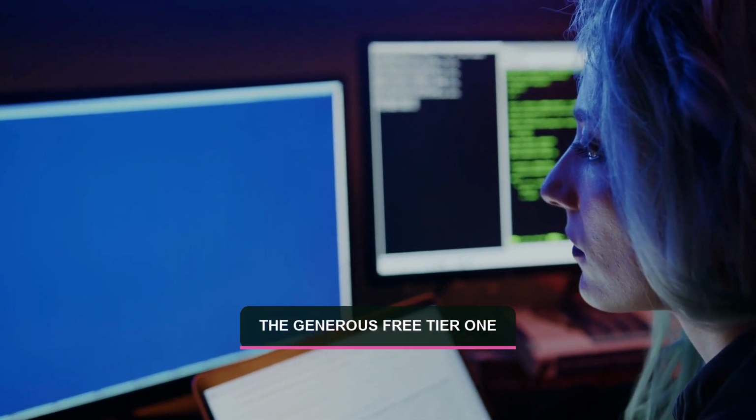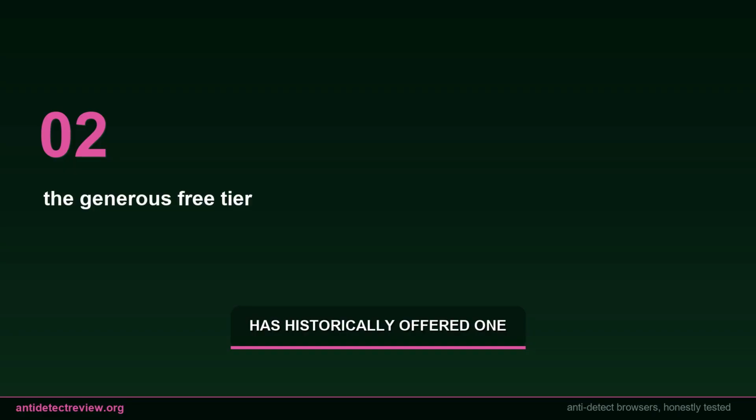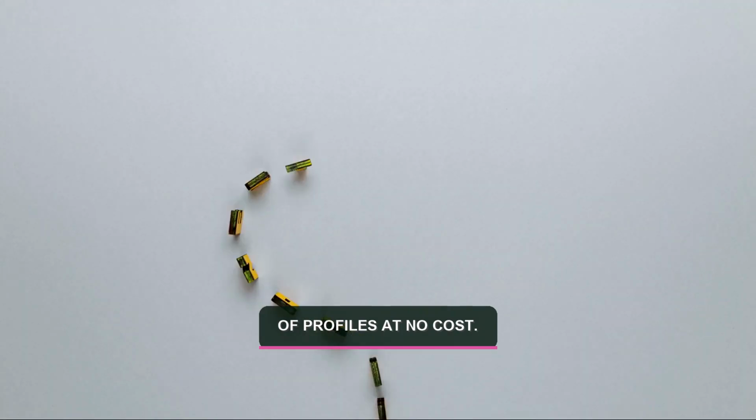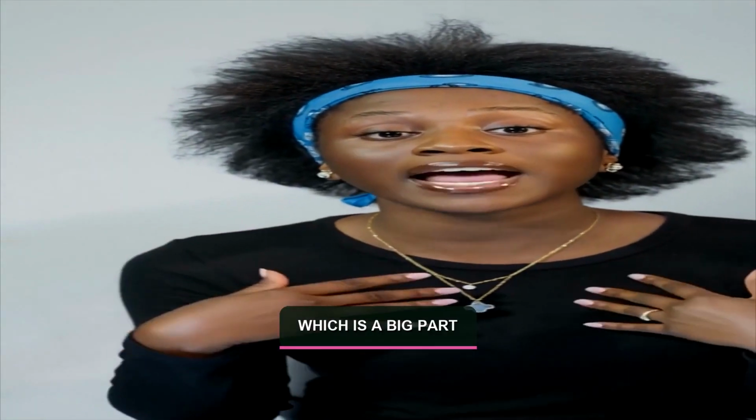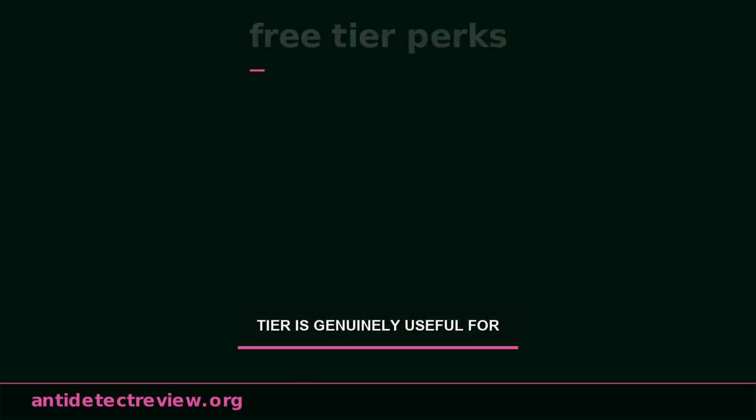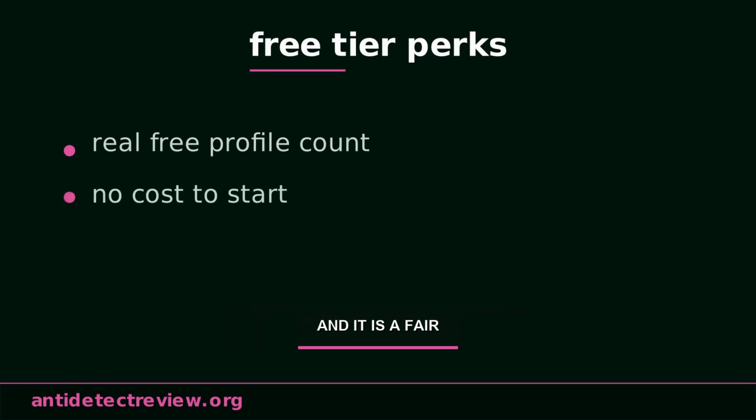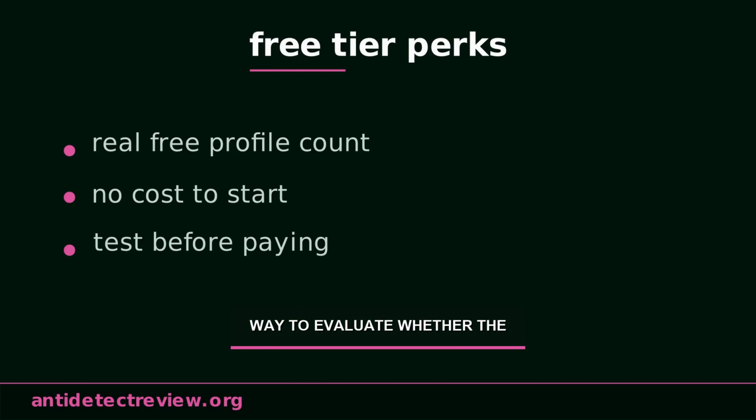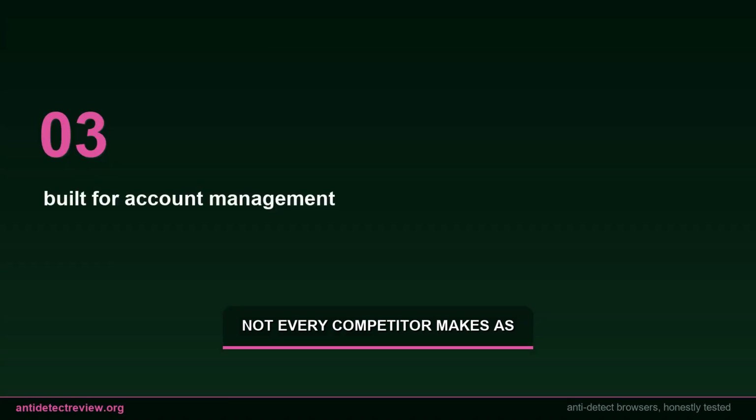A free tier. One honest reason for its popularity is that Dolphin Anty has historically offered one of the more generous free plans in the category, letting you keep a real number of profiles at no cost. That lowered the barrier for newcomers enormously, which is a big part of why the media buying crowd adopted it. The free tier is genuinely useful for learning the tool and running a small set of accounts, and it is a fair way to evaluate whether the product fits before paying, which not every competitor makes as easy.